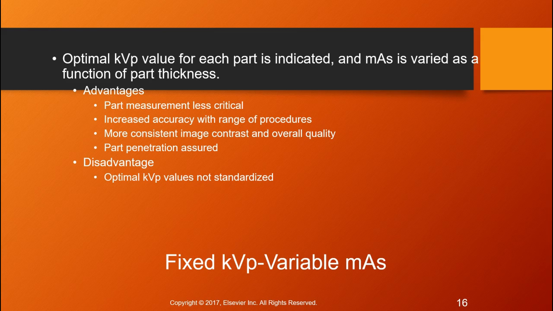The disadvantages, of course, are optimal kVp values are not standardized. So when you go to a different room, you go to a different hospital, and kVp for a chest in this hospital is 120, and kVp for a chest over there is 95. So it's not standardized at this time.